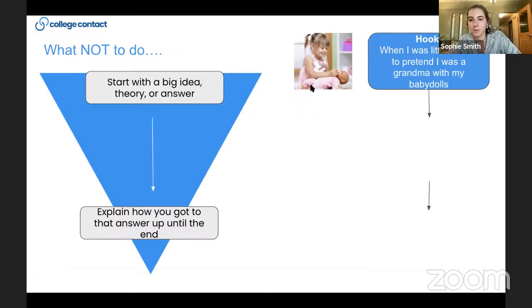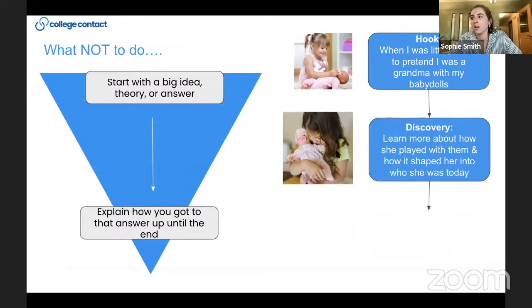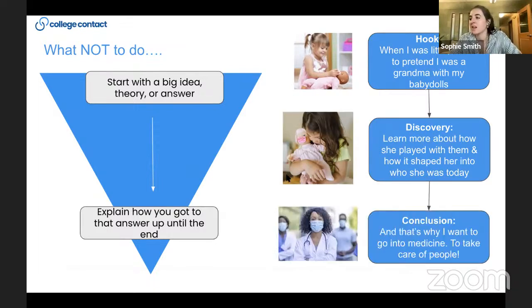It's just like a lot of people played with baby dolls when they were little. You learn about how you played with baby dolls. And at the end, that's why I want to get into medicine, right? I want to take care of people. You go a step further and tell us why. How many of you think your essay right now, and it's totally okay, because before I learned all this, my essay was like this. A lot of people's essays are like this at first.